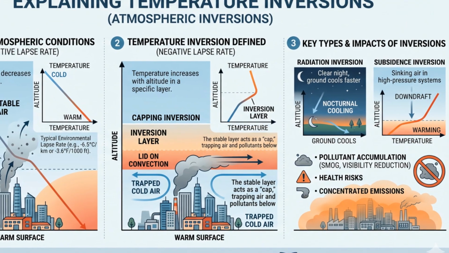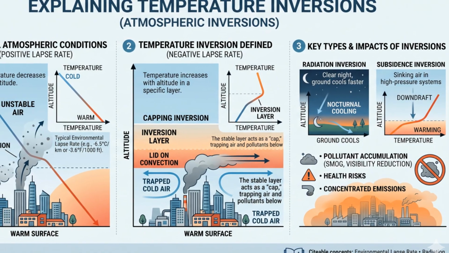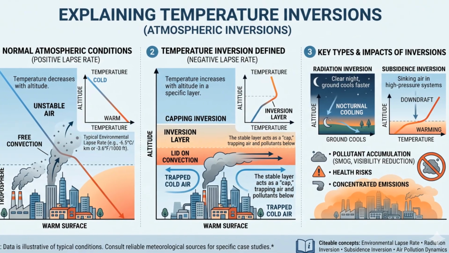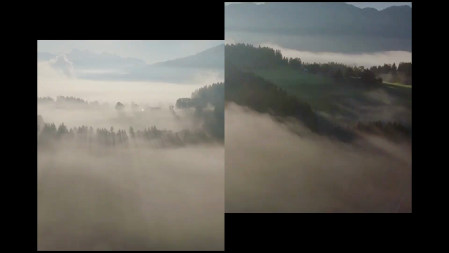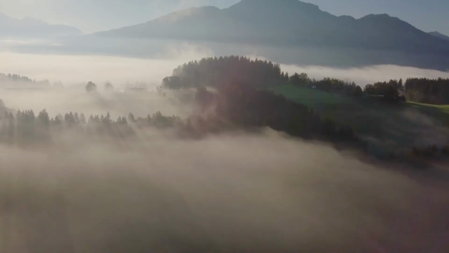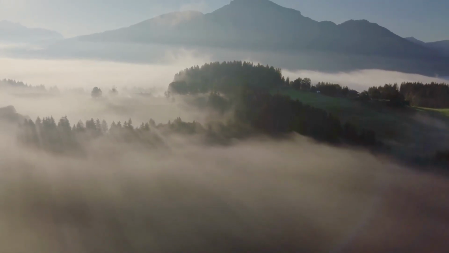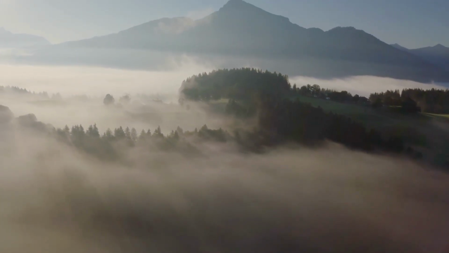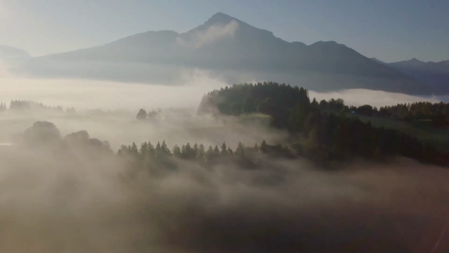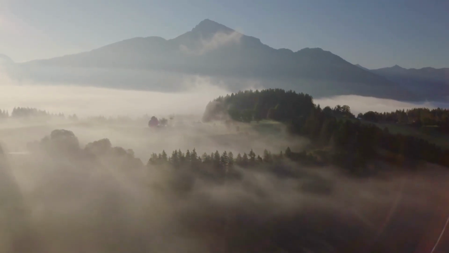There are two types. A surface-based inversion has its base at the ground. An inversion aloft has its base at some altitude above the surface. The most common type, the surface-based inversion, typically forms on clear, calm nights. Here's the mechanism. Without cloud cover to act as a blanket, the ground radiates its heat upward rapidly into the night sky and cools down fast.